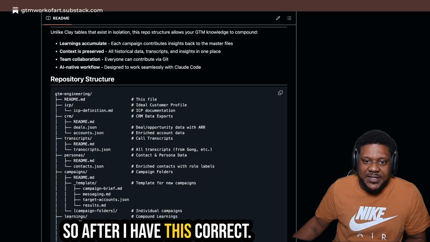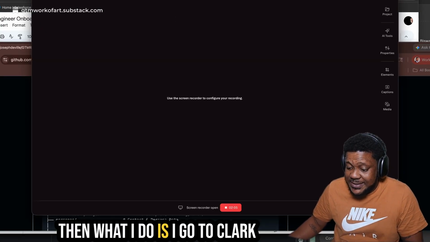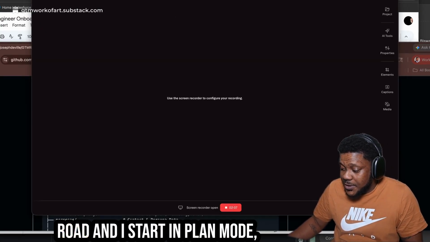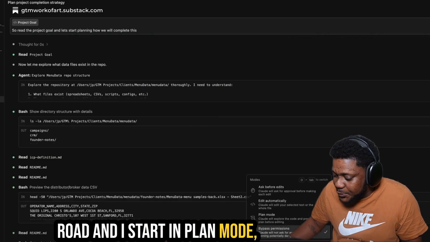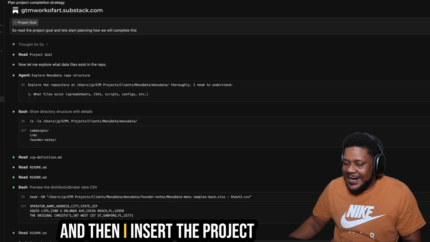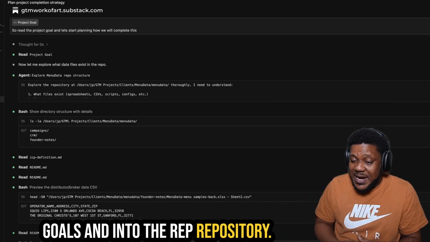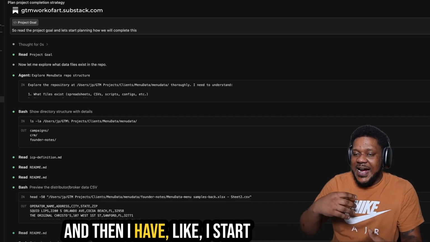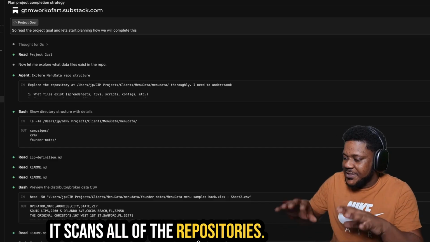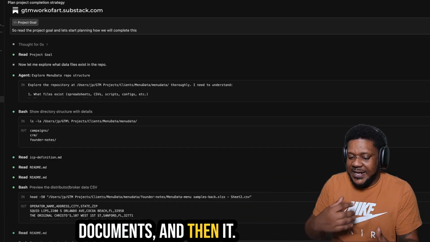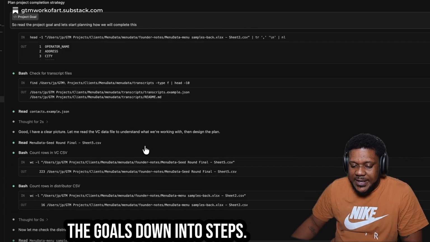After I have this correct, I go to Claude Code and start in plan mode. Then I insert the project goals into the repository, and I start inserting all the documents. It scans all of the repositories, looks at all the documents, and then looks at the goals and breaks the goals down into steps.